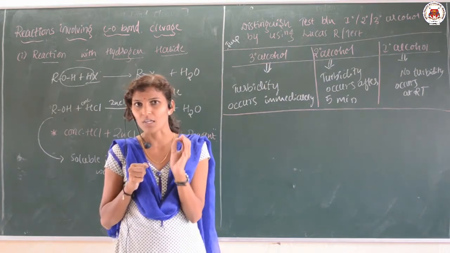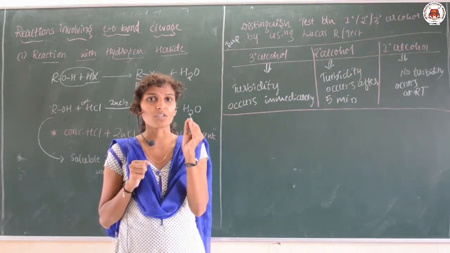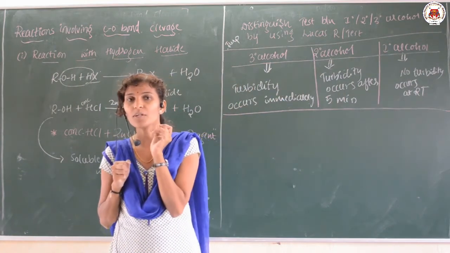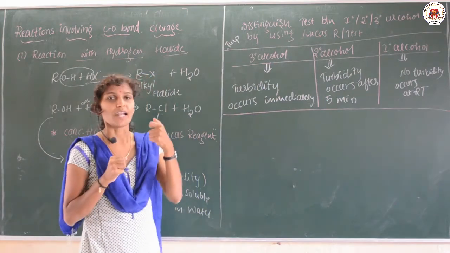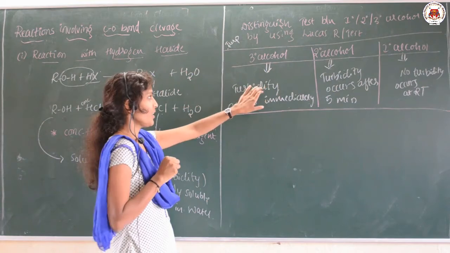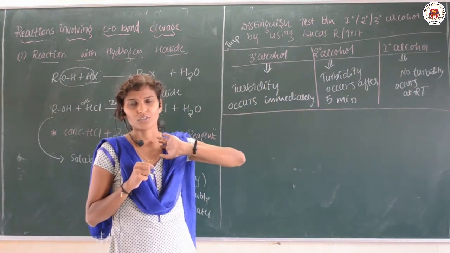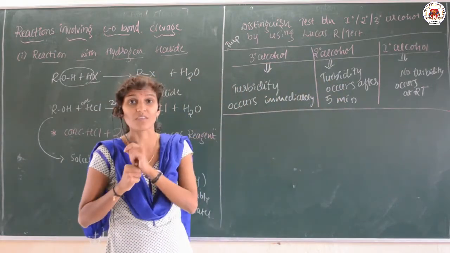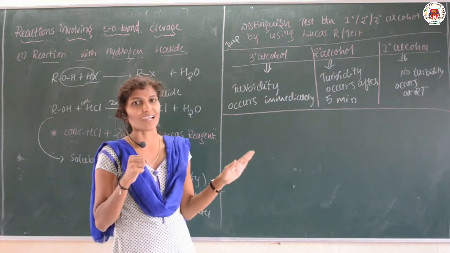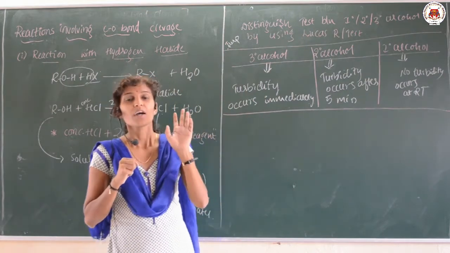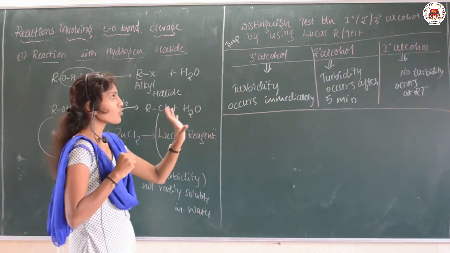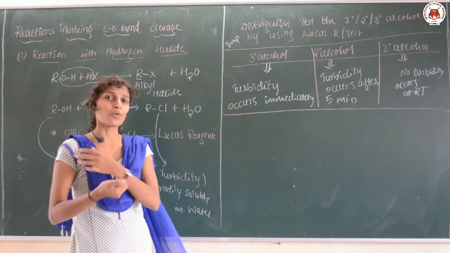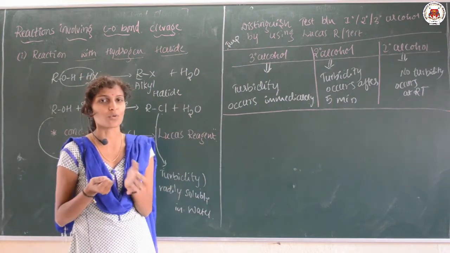Suppose in one test tube I have the alcohol, I do not know whether it is primary, secondary or tertiary. Just add 2 to 3 drops of the Lucas reagent, which is nothing but concentrated HCl with zinc chloride, and then observe the test tube. If the turbidity occurs immediately, that will be the tertiary alcohol. If the turbidity occurs after 5 minutes, that is the secondary alcohol. If there is no turbidity at room temperature, that will be a primary alcohol. So, this test is used to distinguish between primary, secondary, tertiary alcohol by using the Lucas reagent, and this test is nothing but the Lucas test.